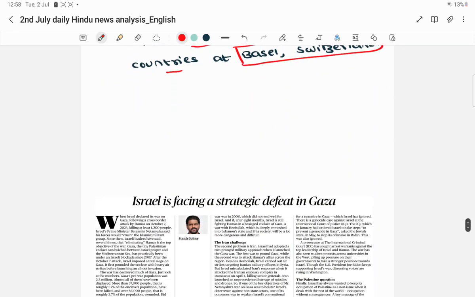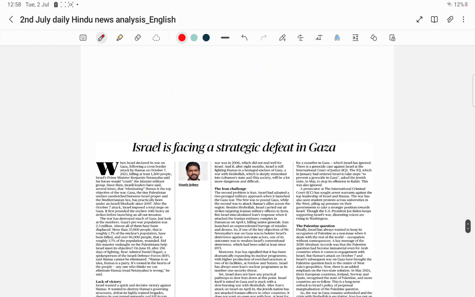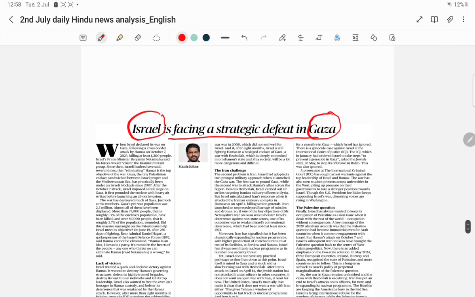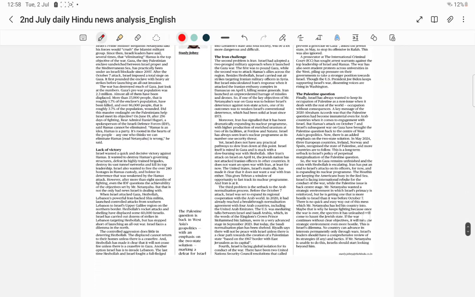Then let us go to the last one, which is today's editorial. Israel is facing a strategic defeat in Gaza. So here the characters involved are Israel and the second character is Gaza. Now rather than just directly seeing these things, let us understand from the map only.